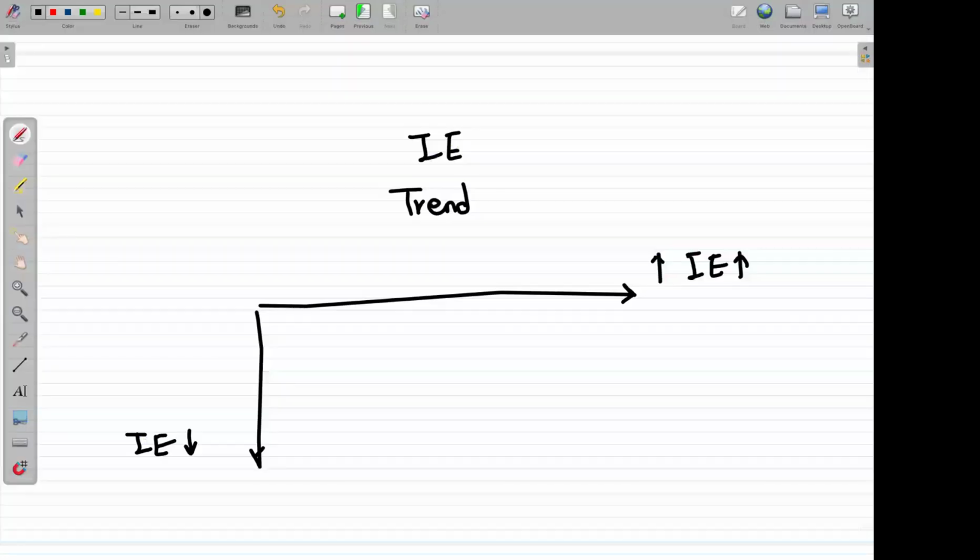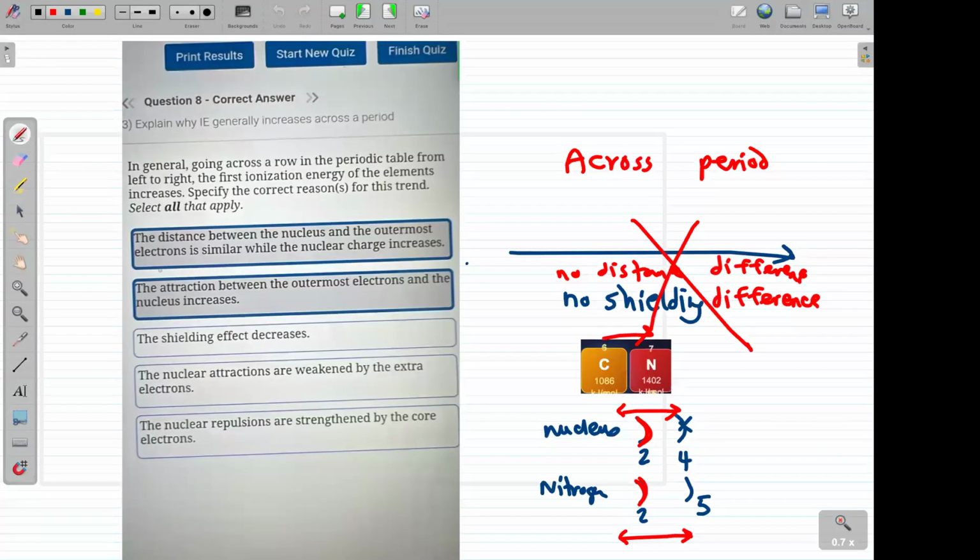We didn't specify the answers, by the way, at the end. The distance between the nucleus and the outermost electrons is similar. This is what we said. The distance and the shielding are similar. You don't say the shielding decreases. No, the shielding does not decrease. The shielding is the same. One shield here and one shield here. If you looked at fluorine or any other element in the same period, it means same shielding and same distance.